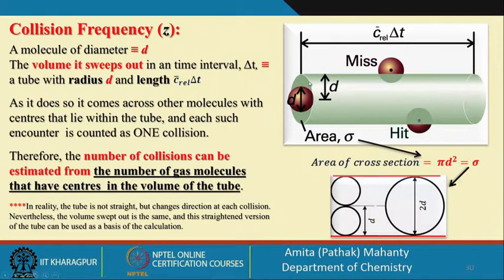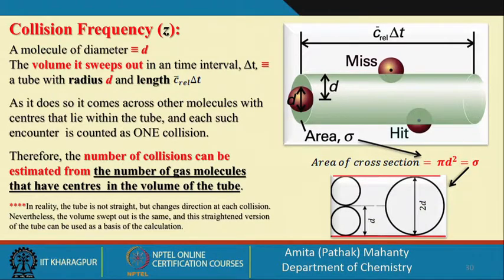As we see, the number of collisions can be estimated from the number of gas molecules that have centers within this volume. Whichever molecule has its center within this volume will undergo collision. Any other molecule which is not within this swept area will not undergo collision. So the tube swept by a molecule of diameter d is the volume in which the molecules included will undergo collision.